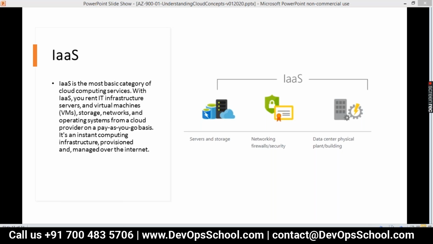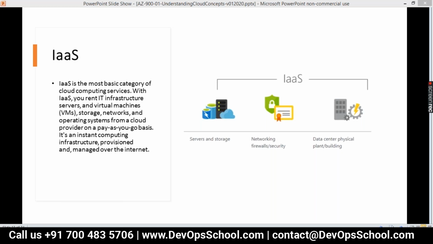So infrastructure as a service is what we are going to rent from the cloud provider. The cloud provider may be Microsoft, Google, Oracle, whatever it may be. The infrastructure includes servers and storage, networking and firewall security, and the data center physical plant or building, either on premises or in the cloud, both of them.